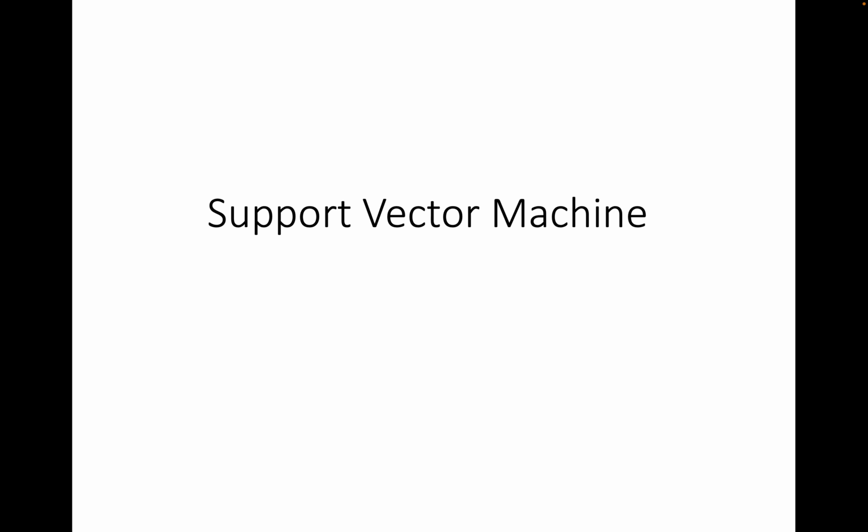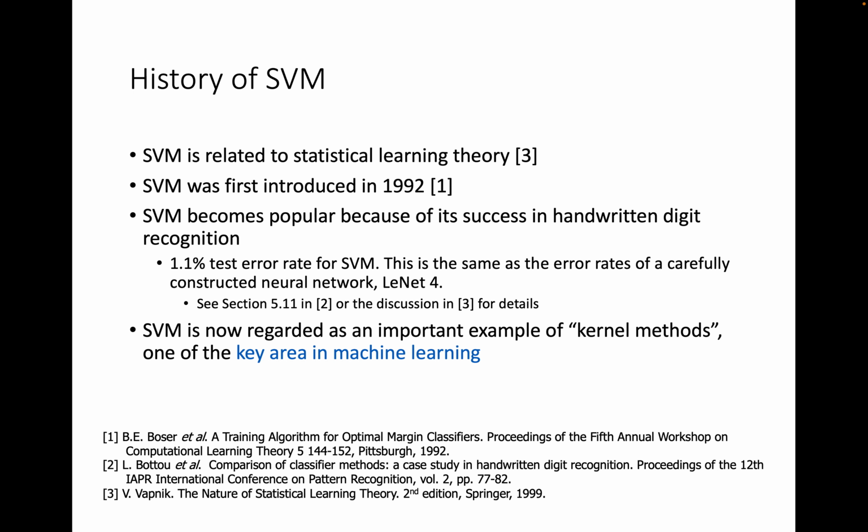सपोर्ट वेक्टर मशीन, SVM, machine learning. तो history of support vector machine. SVM is related to a statistical learning theory. SVM was first introduced in 1992. ठीक है. SVM became most popular because of its success in handwritten digit recognition.